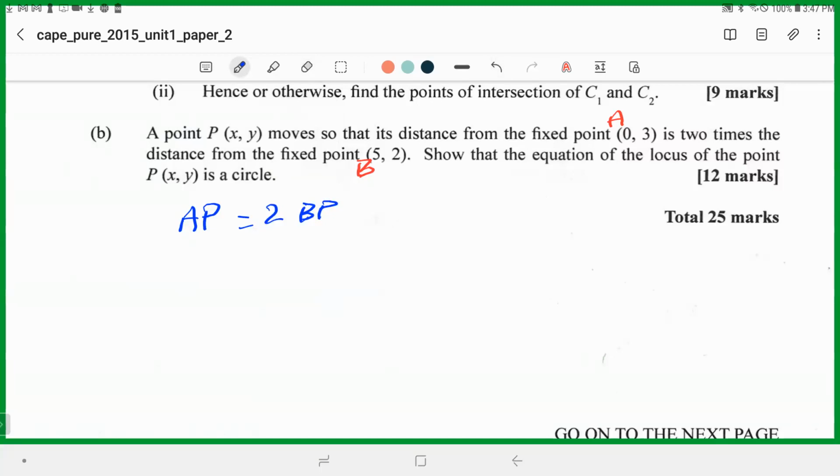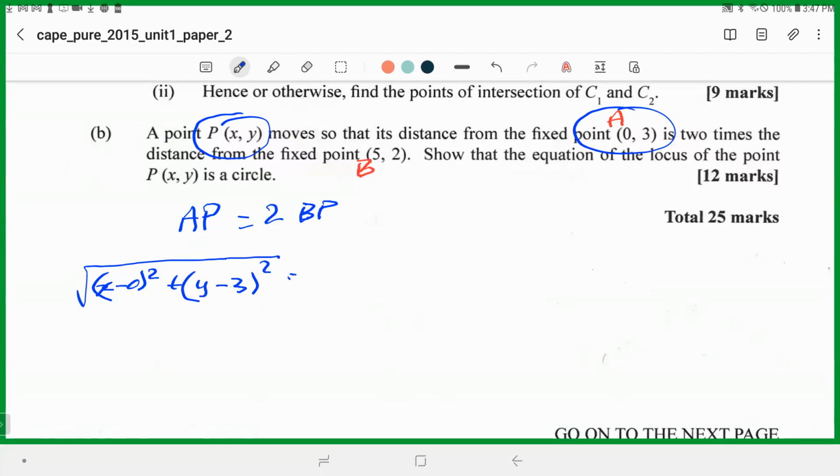That's what you're solving. So the distance between these 2 points is AP. That becomes the square root of the difference in x value squared, which is x minus 0 squared, plus the difference in the y value squared, which is y minus 3 squared. That is equal to 2 times the distance BP.